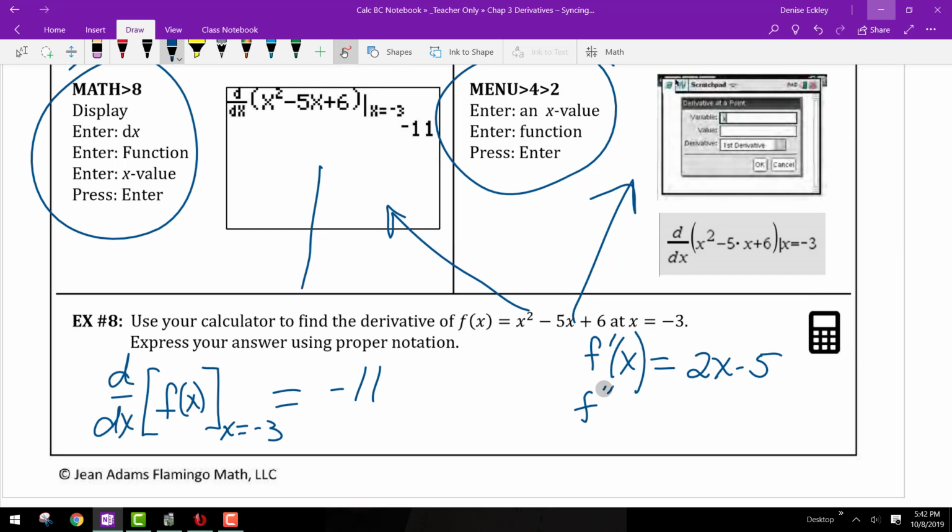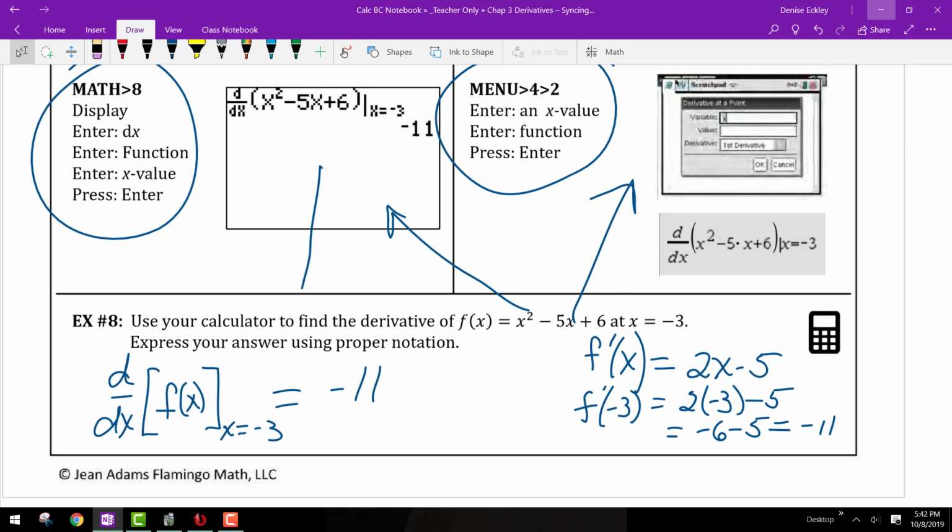So if I find f prime of -3, I'm going to get 2 times -3 minus 5. So I get -6 minus 5, which is -11. So it's a nice little trick to use if you need to find a quick derivative.